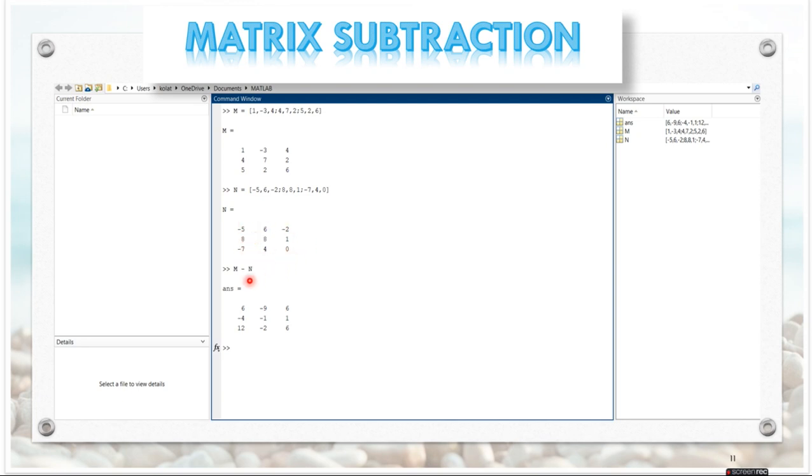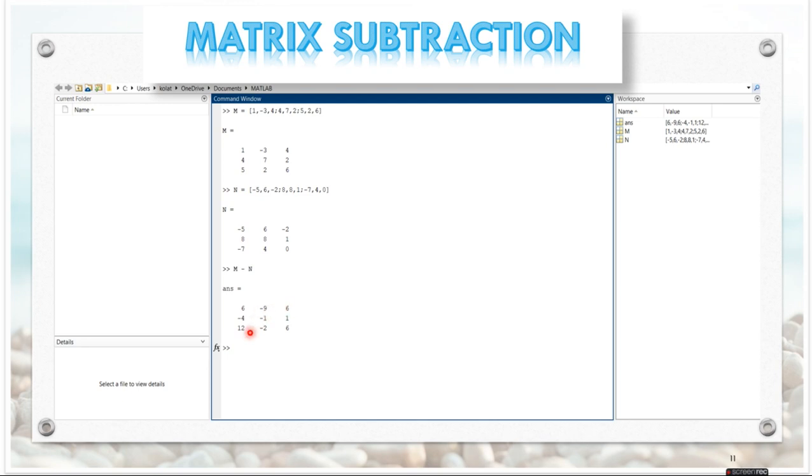Now in the next line, if I type M minus N and press enter, I am able to get the matrix subtraction. That means subtracting the corresponding elements, that is 1 minus of minus 5 gives 1 plus 5, that is 6, and minus 3 minus 6 we will be able to get minus 9. Similarly, if you subtract each and every corresponding element, we are going to get this matrix.